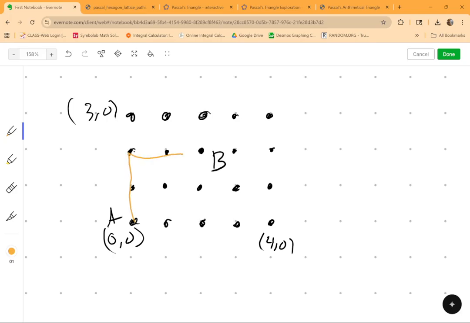I can go this direction, that's one. I can go this direction. I can go this direction. And I can go this direction here, or this direction here. Right, so those are the shortest paths to get from A to B. So as it turns out, there is an easy way to count this, right? And it involves Pascal's triangle.